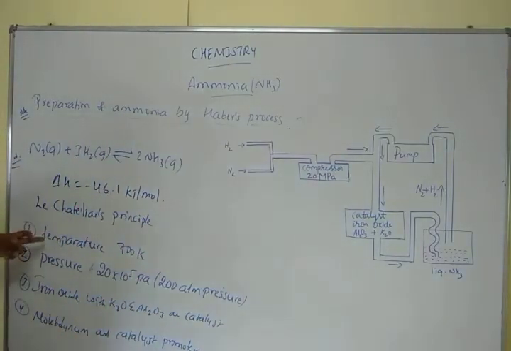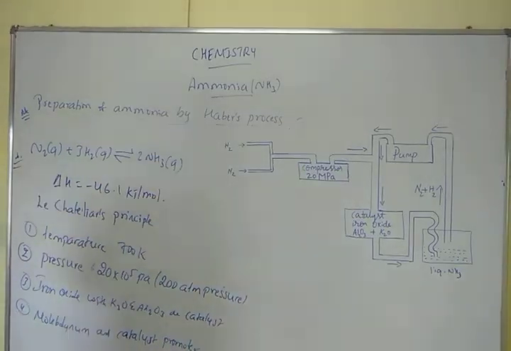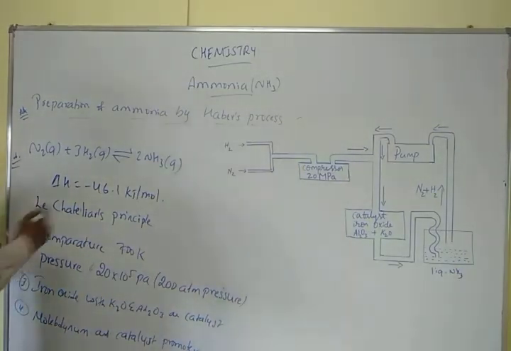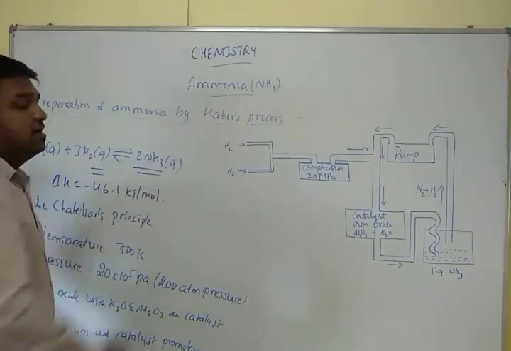According to this principle, the temperature should be 700 Kelvin. The pressure should be 200 times 10 to the power of 5 pascals, or simply 200 atmospheric pressure. We use iron oxide as the catalyst and molybdenum as the catalyst promoter. This is the typical reaction involved, and finally we get ammonia.